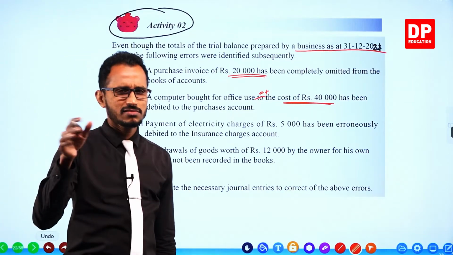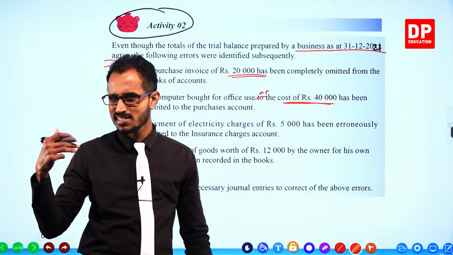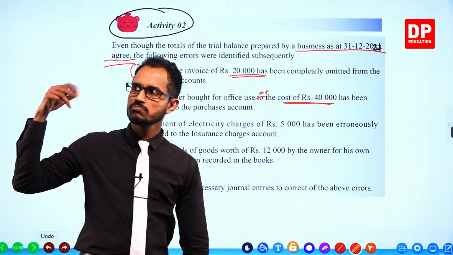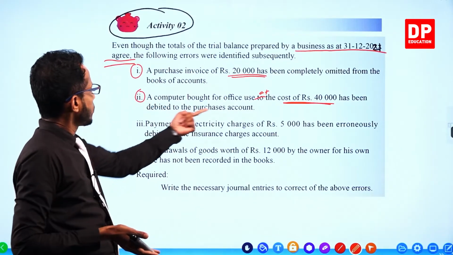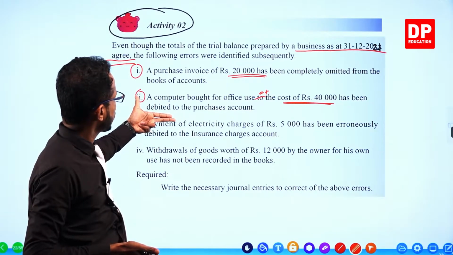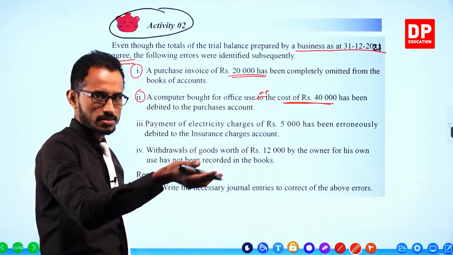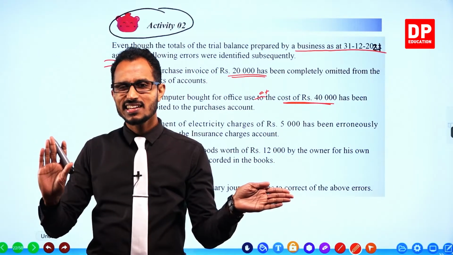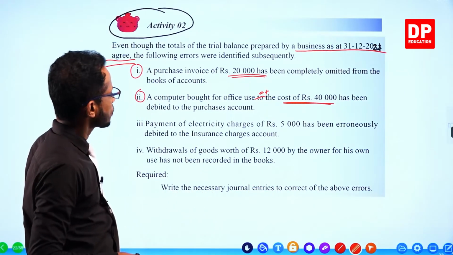Do you want me to draw accounts and show you this explanation? No, right? We did the same type of error just a few minutes ago. To cancel off the purchases account debit entry of 40,000, you credit the purchases account and debit the office computer account. That's right.